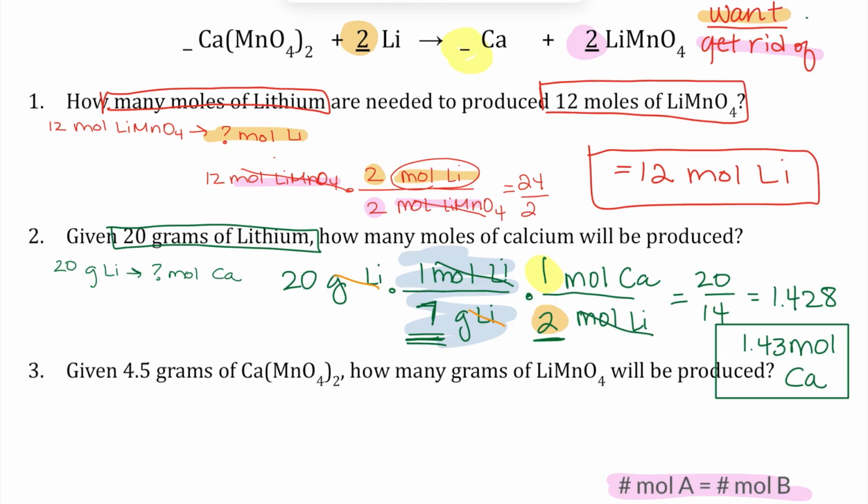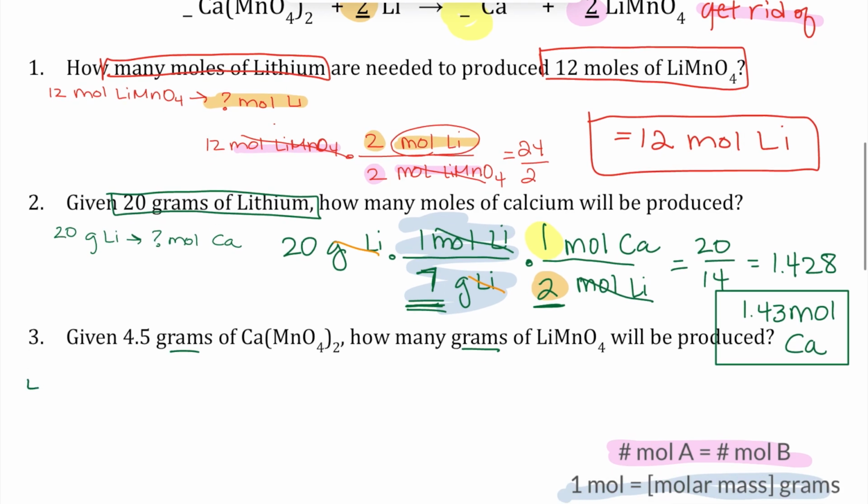Feel free to pause the video and try this last one on your own. Given 4.5 grams of calcium permanganate, how many grams of lithium permanganate will be produced? So this is a gram to gram conversion, so this is going to be 3 steps. Starting with our given, we have 4.5 grams of CaMnO4 2.